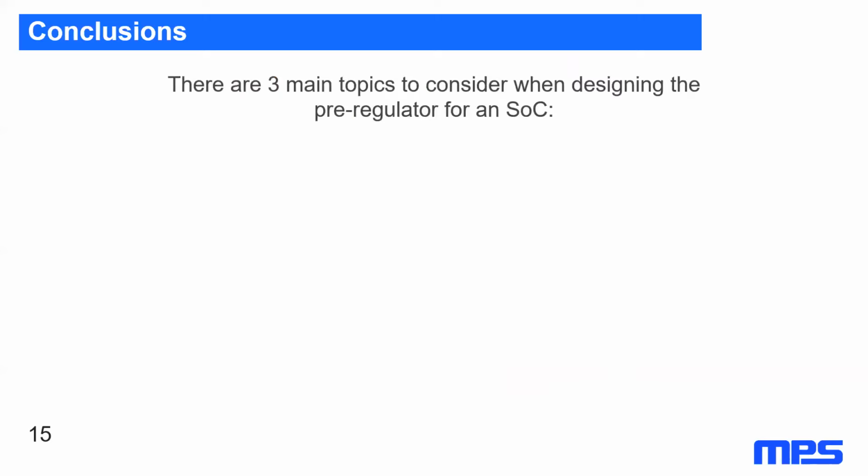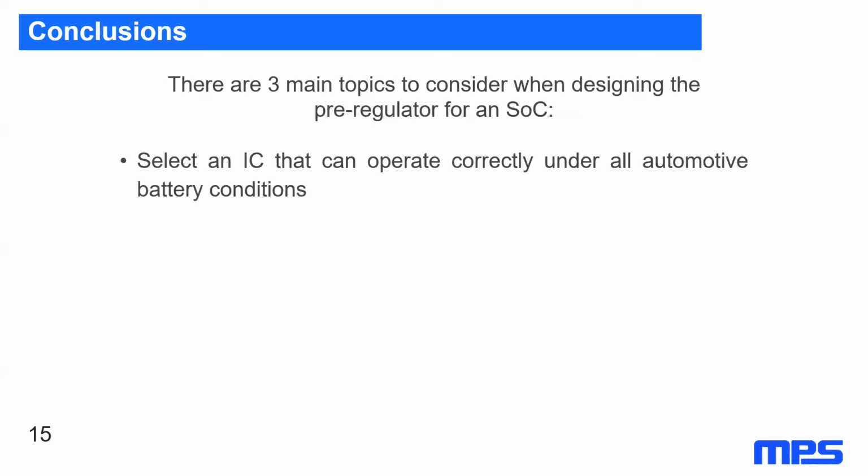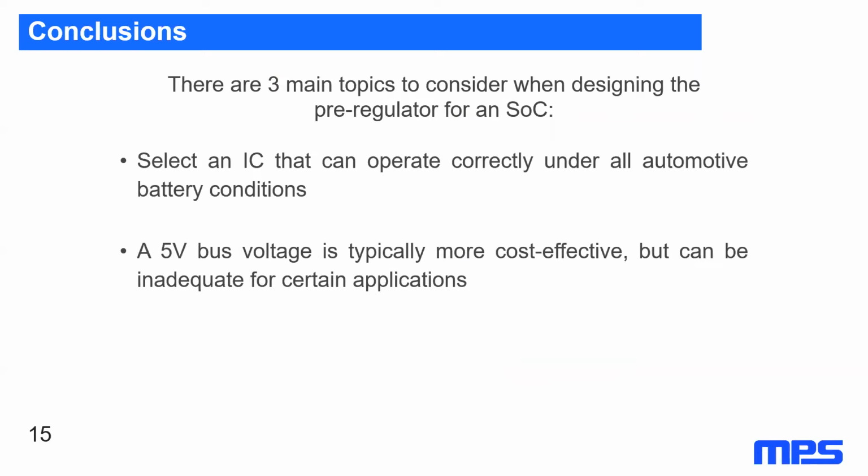We have seen that there are three main topics to consider when designing the pre-regulator for an SoC. First is to select an IC that can operate correctly under all the automotive battery conditions. So load dump, warm crank, deliver enough power, tolerate the ambient temperature, and so on. We have also seen that typically a 5 volts bus is more cost effective than a 3.3 volts bus. It can be inadequate in certain applications. For example, if one of our low voltage buck converters were not to tolerate 5 volts, then we would need a lower voltage, but it is usually more cost effective.